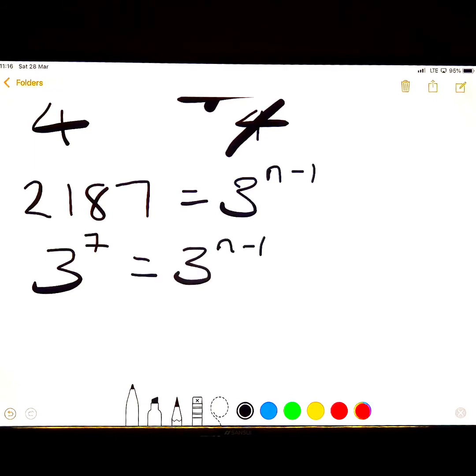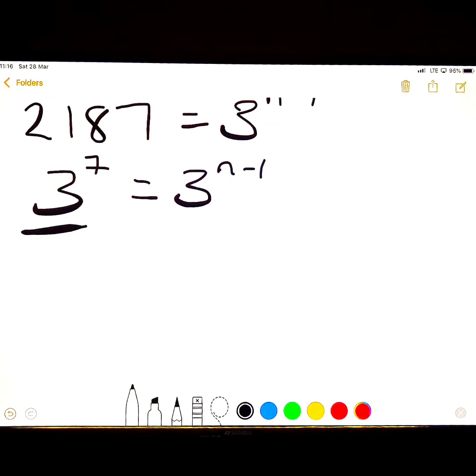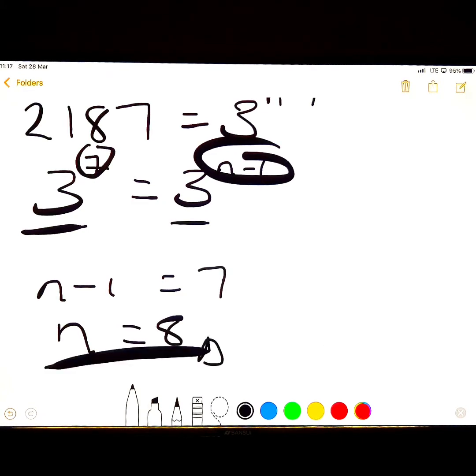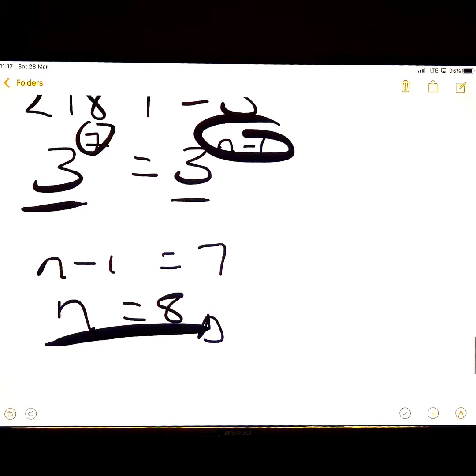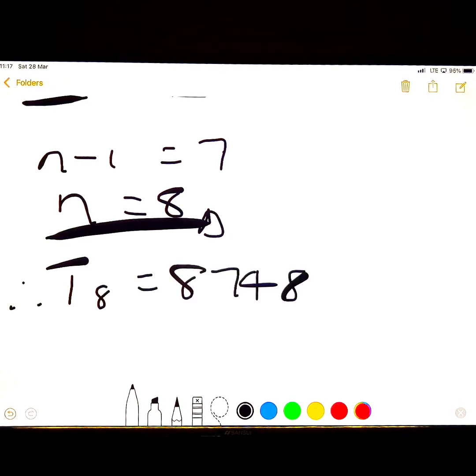So now this is very simple going forward. We have the bases which are the same, so we're just going to take the exponents. So we're going to have n minus 1 is equal to 7, and then n is equal to 7 plus 1, which is what? Which is 8. Okay, so now answering the question, you're going to say, therefore T8 is equal to 8748. Okay, so we are done with that.